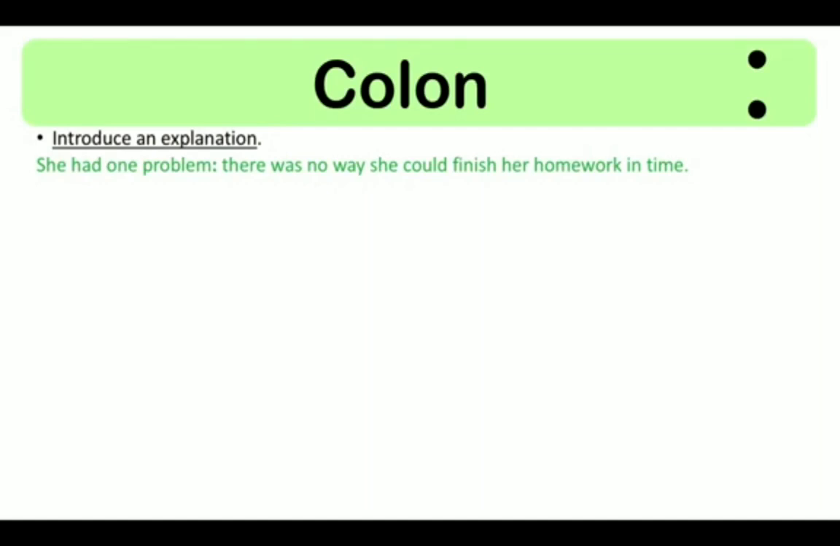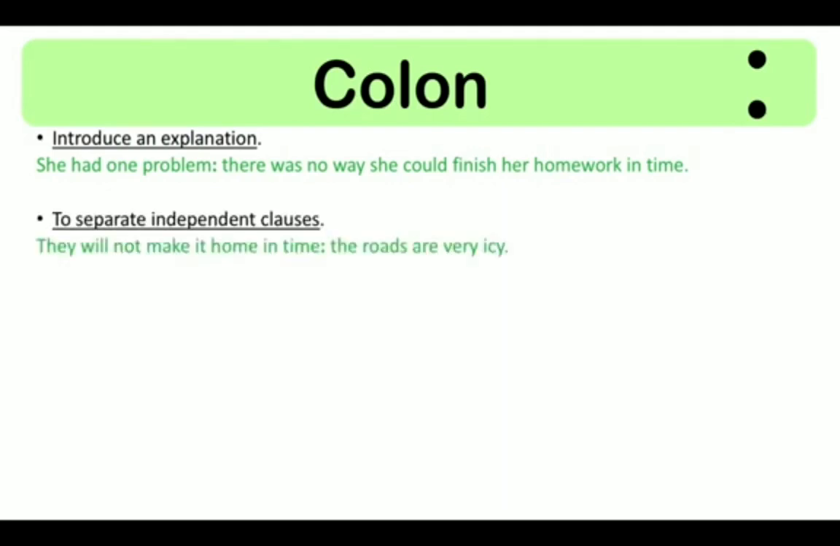An example of a colon used to separate independent clauses is: they will not make it home in time: the roads are very icy. The colon is used instead of a semicolon between the independent clauses. The reason for this is because the second sentence explains the first sentence. So, they will not make it home in time, and the reason for this is because the roads are very icy.